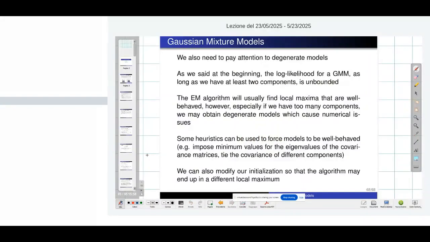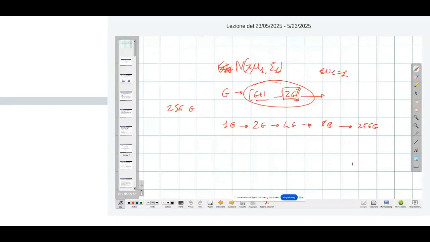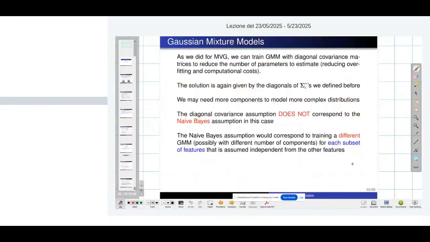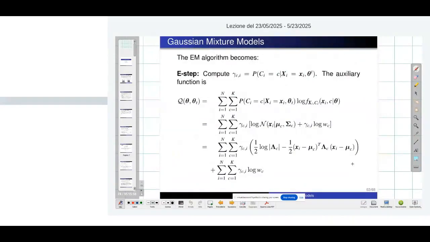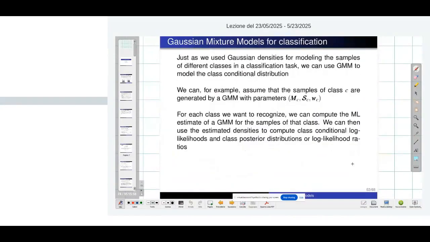Then we need to pay attention to degenerate models. We will see in the laboratories how to avoid this. Then a few words that I wanted to say. I don't have the time to say everything, but I wanted to say just these two things because we will need them for the laboratory.